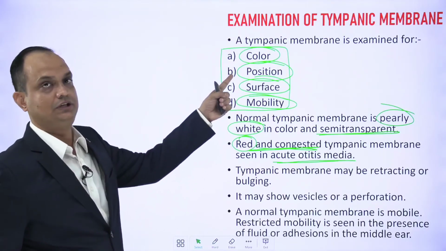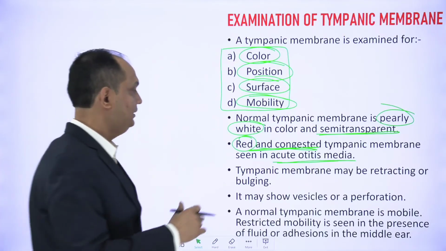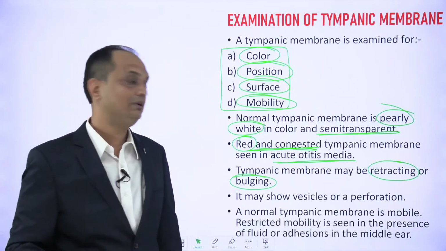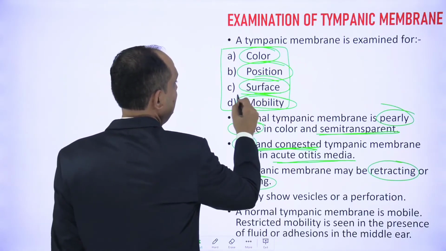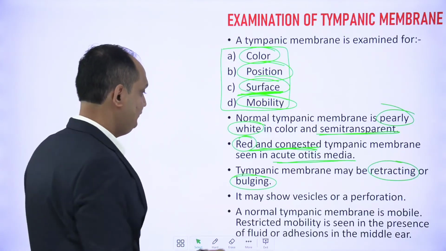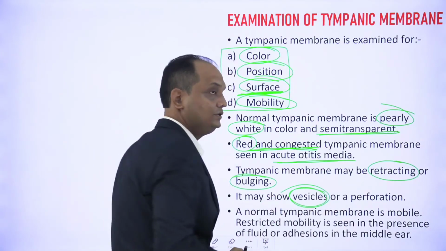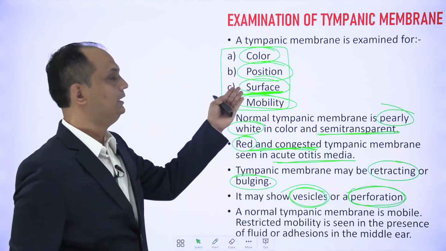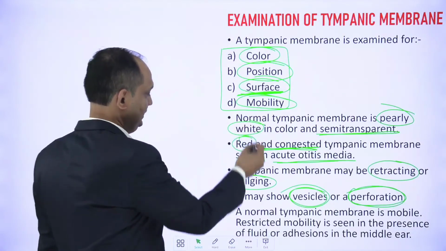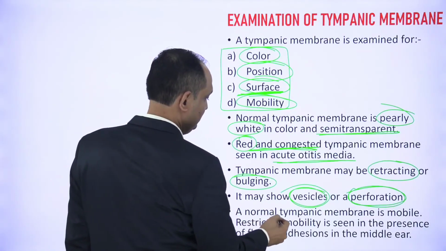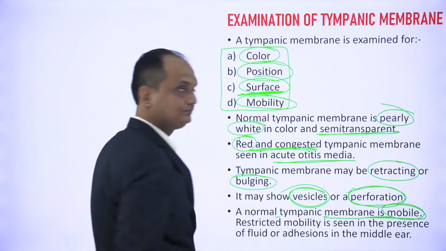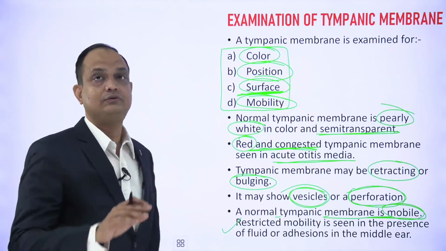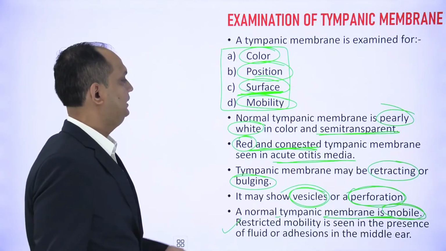The tympanic membrane position: if there is excessive concavity or convexity, it is showing retraction or bulging, which is again an abnormal sign. Then you will have the surface. Normally the tympanic membrane is smooth, but if vesicles are present, it can be a feature of herpes, or sometimes small perforations are seen in the tympanic membrane. Then lastly, the mobility. Normally the tympanic membrane is mobile in a living person. Restricted mobility is seen due to the presence of fluid or adhesions inside the middle ear cavity.